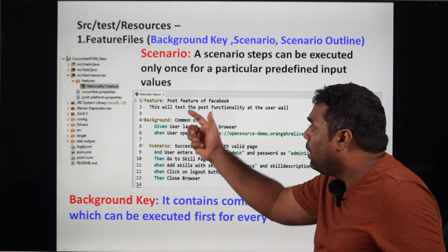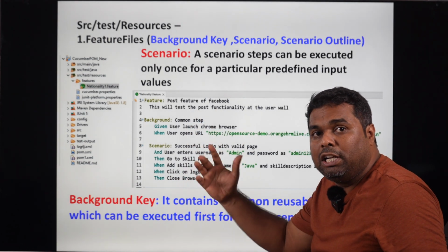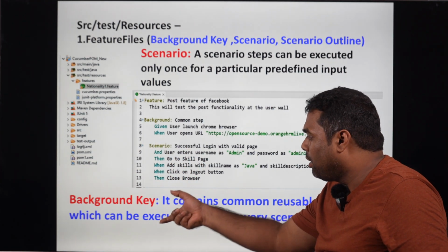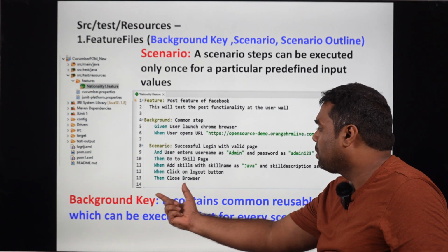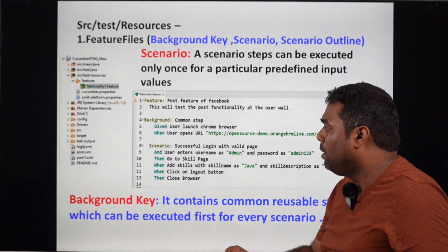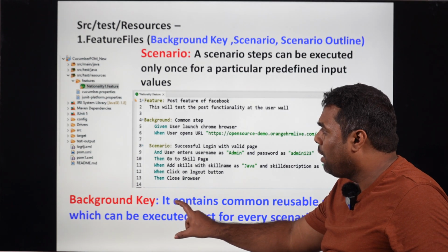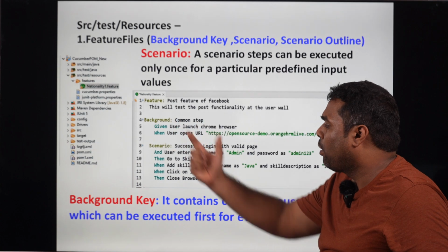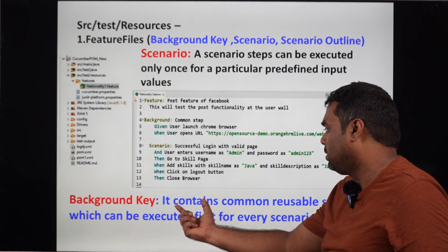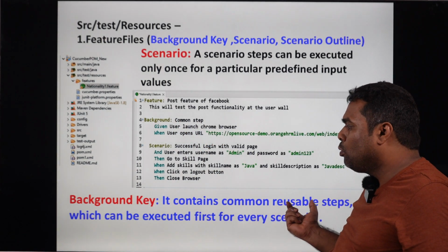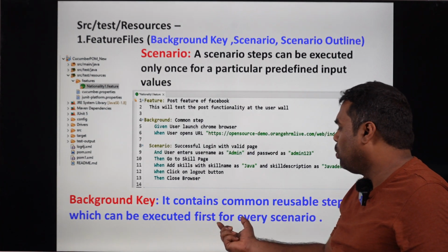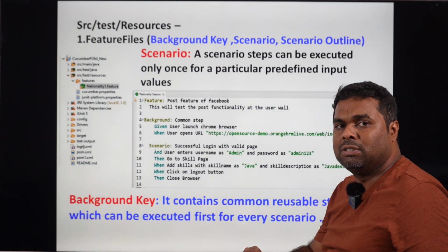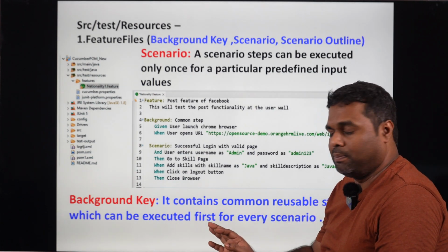That means in a feature file we can write multiple scenarios. This scenario is related to the skills record, and we can write another scenario in the same feature file, for the creation of a nationality record. Before executing every scenario, these Background steps are executed. That is why we specify the Background section like this. Simply, the Background section contains common reusable steps.